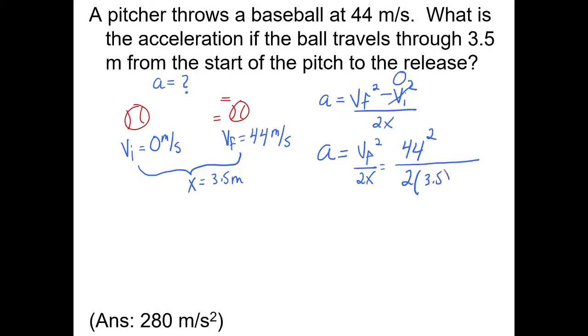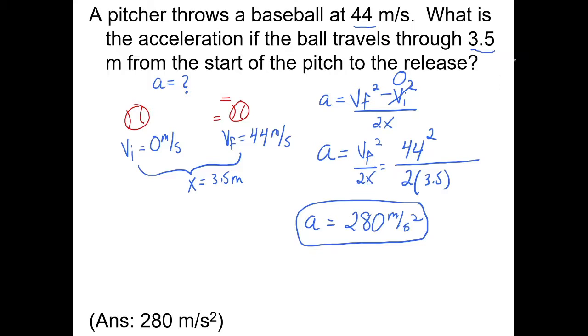2 times 3.5. And we're going to get a very big number. And I'll double check it with you on the calculator. Divided by 7. Now, you're going to get 276.6 and all those numbers and all that. But with significant figures, it's 280 meters per second squared. Because that only has two significant figures, the 2 and the 8. And the numbers that they gave us all only had two significant figures.